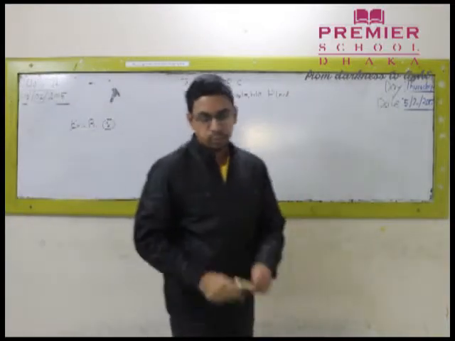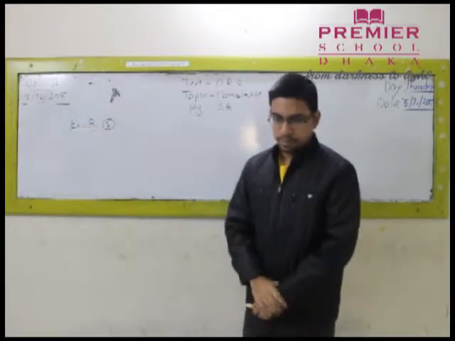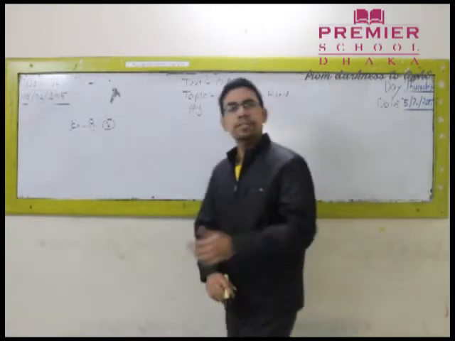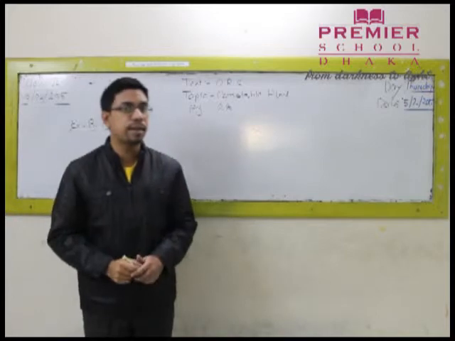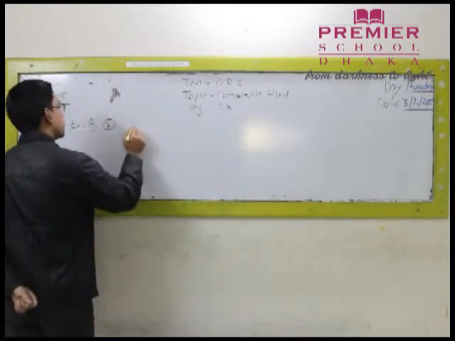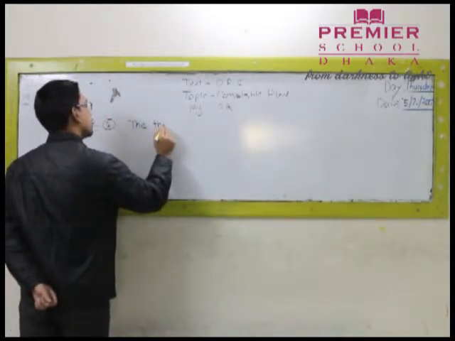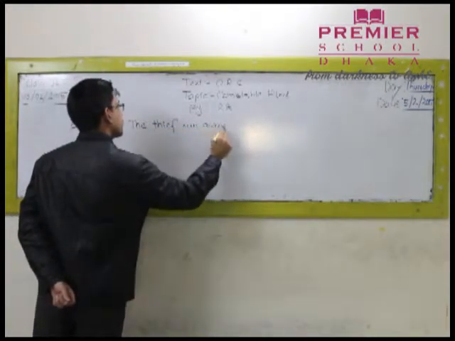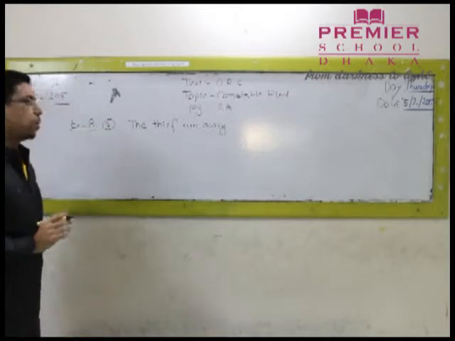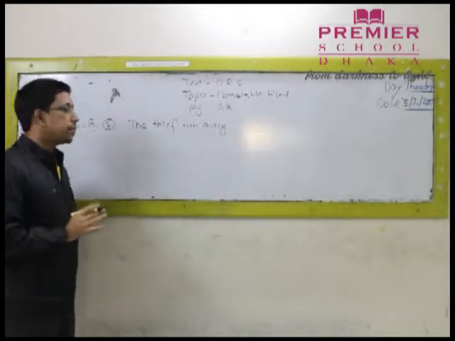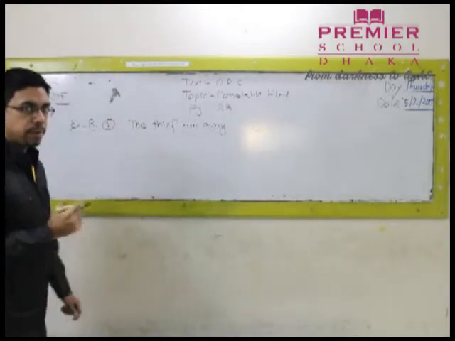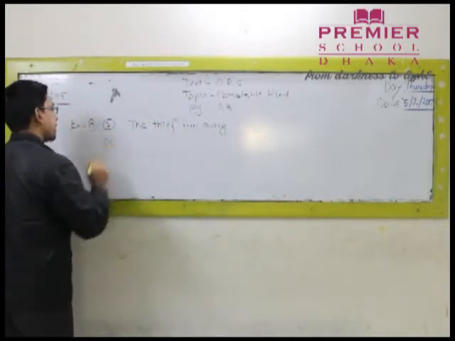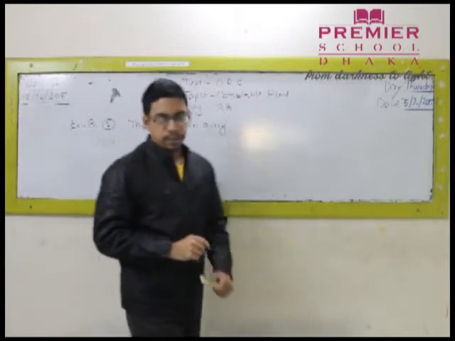In this case, the question was, what did the thief do? After the interrogation, the thief did only one thing. Very simple. The thief ran away. Very simple, one sentence answer. The thief ran away, in past tense. Ran away. Let's try number 4.